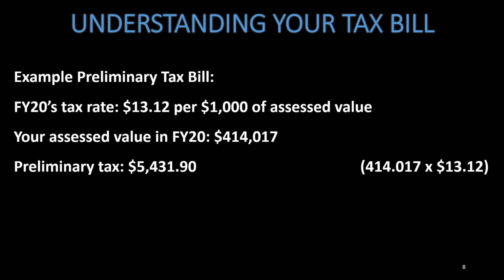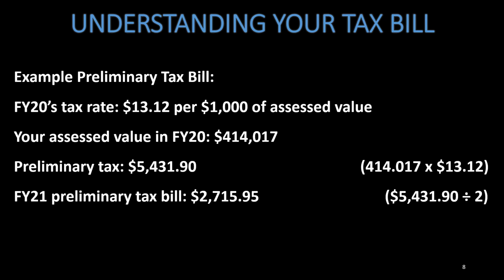The preliminary tax for fiscal year 21 is calculated at $5,431.90. That's calculated by taking the $414,017, which is the assessed value, dividing it by 1,000, and then multiplying that by $13.12.